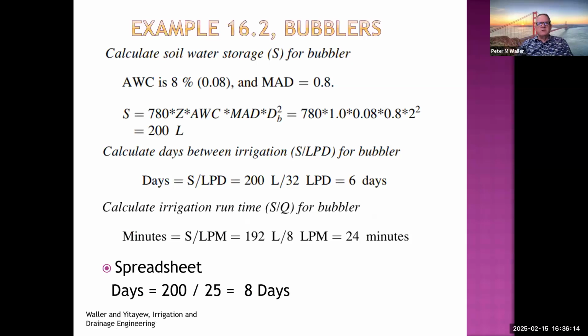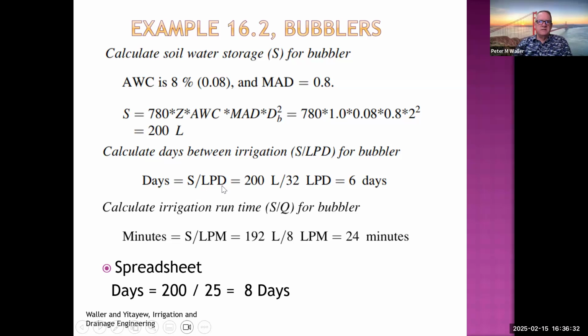Okay, and then we can calculate the soil water storage. So remember the AWC, the difference between field capacity and permanent wilting point, is 0.08. The MAD is 0.8 because it's a desert plant, so it can use almost all the water. If we multiply all these numbers together, we get 200 liters of water storage.